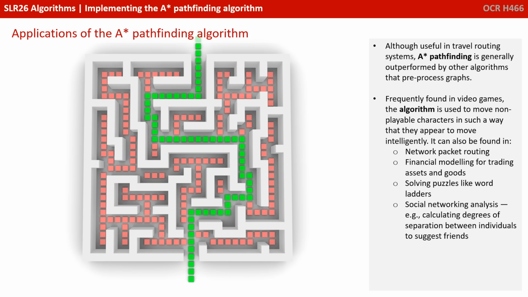Although useful in travel routing systems, A* pathfinding is generally outperformed by other algorithms that pre-process graphs. Frequently found in video games, the algorithm is used to move non-playable characters in such a way that they appear to move intelligently. It can also be found in network packet routing, financial modelling for trading assets and goods, solving puzzles like word ladders, and social networking analysis.